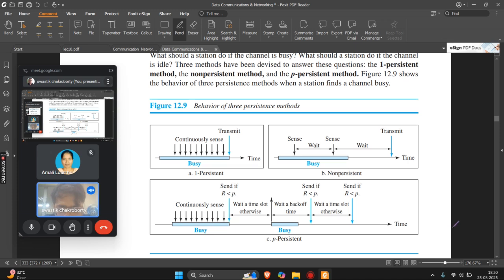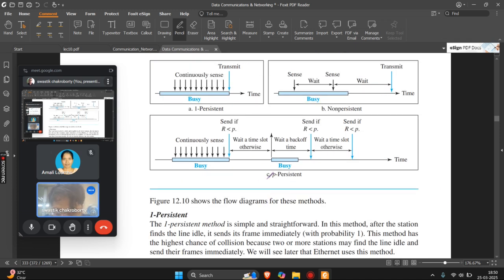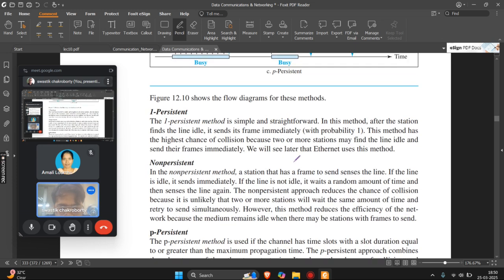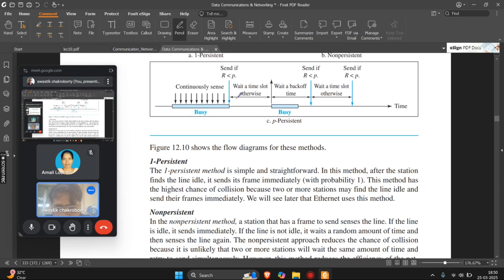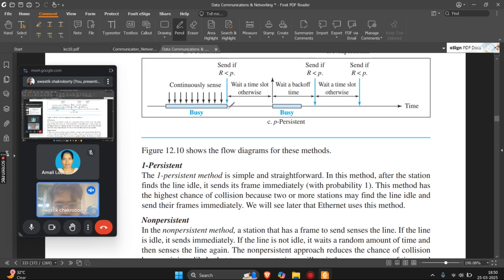The next is p-persistent, where p is somewhere between 0 and 1. This is a more flexible method, which is a hybrid of the one-persistent and non-persistent methods. Here it will first sense the medium. It finds it to be busy, so it will wait till here. Here it finds that the medium is no longer busy, so it can send the packet. But if it were the one-persistent method, it would have sent immediately.